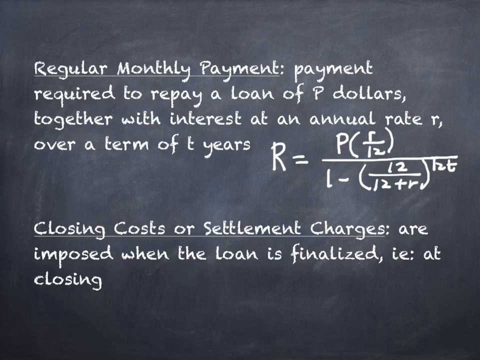All right, our closing costs or our settlement charges are imposed when the loan is finalized, i.e. at closing. So you'll have a down payment portion. You may have fees to realtors. You may have part of your interest payment in advance or part of your property taxes in advance. We'll talk about those two components later. There may be fees to the title company. There are all kinds of different fees that are charged, and these are called closing costs or settlement charges.